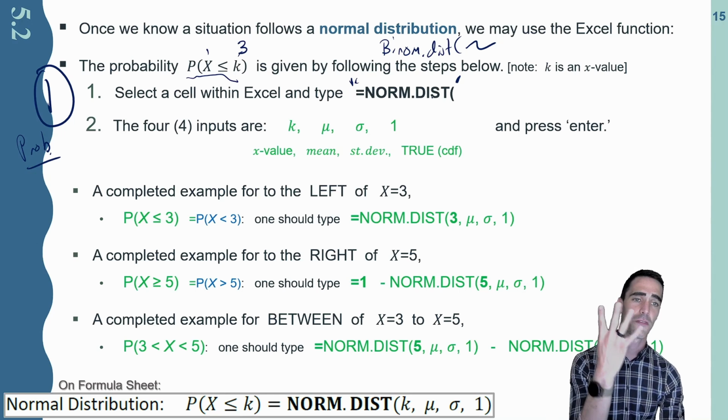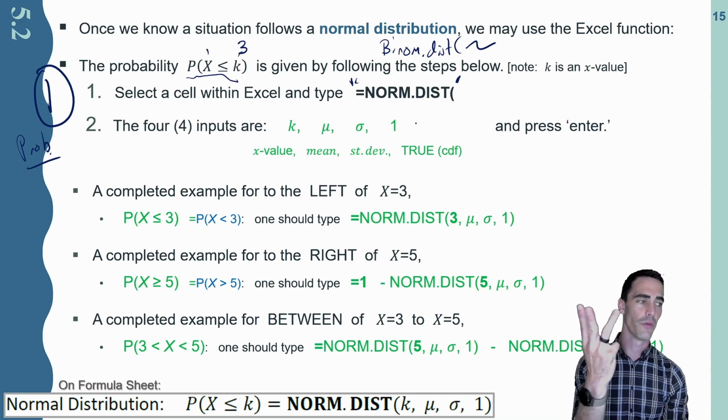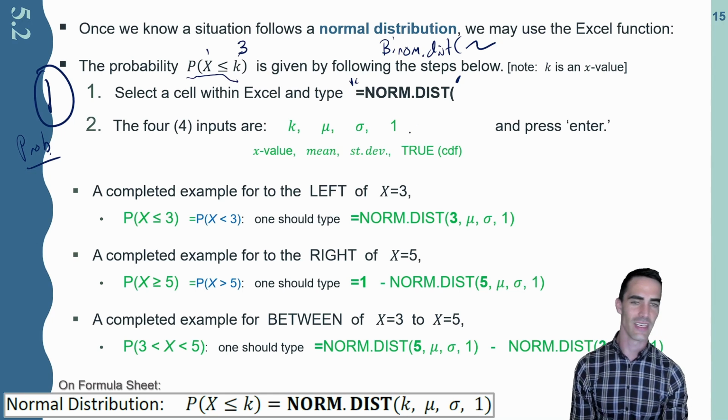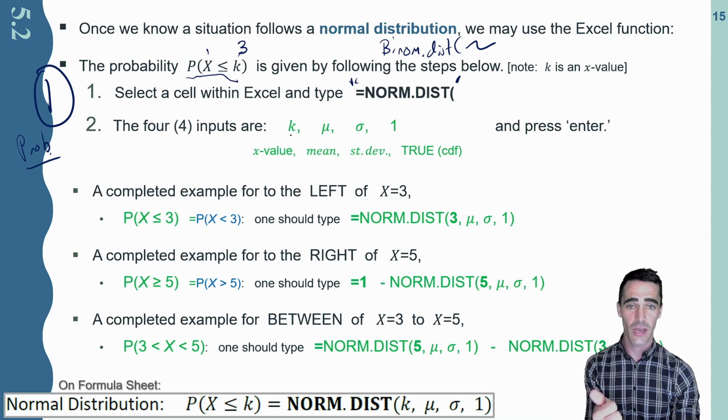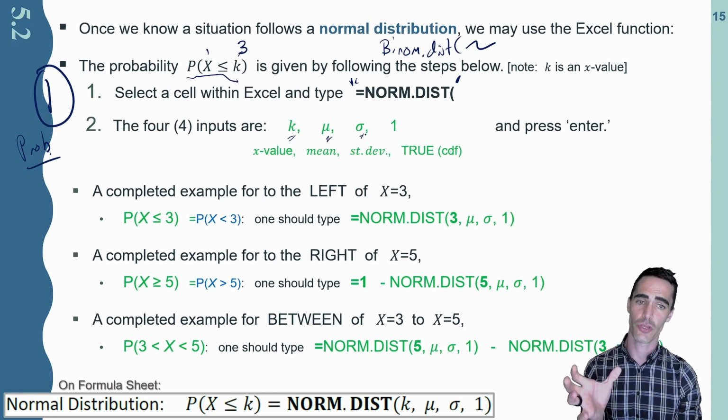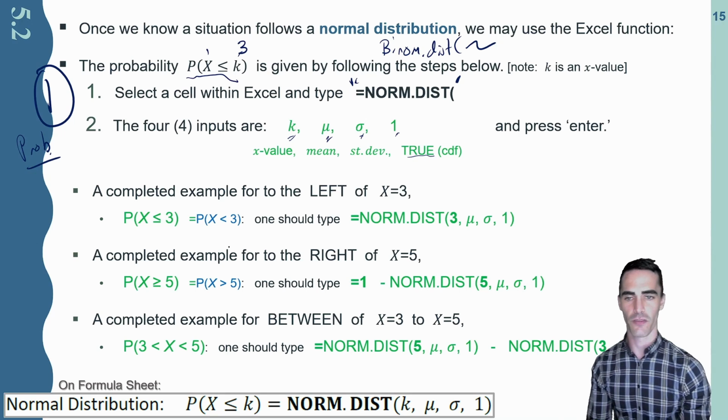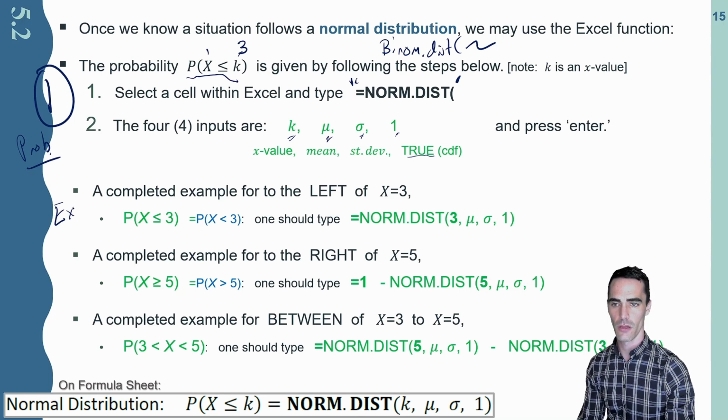In fact, this function needs 4 inputs, one of which, the last one, is always the exact same. It says first input I need is that k value, the value we're switching on. I then need the mean, I need the standard deviation, again, that's what defines the distribution. And then I need 1, or you can type in true. I've typed up for your convenience some examples here. Example 1, example 2, and example 3.